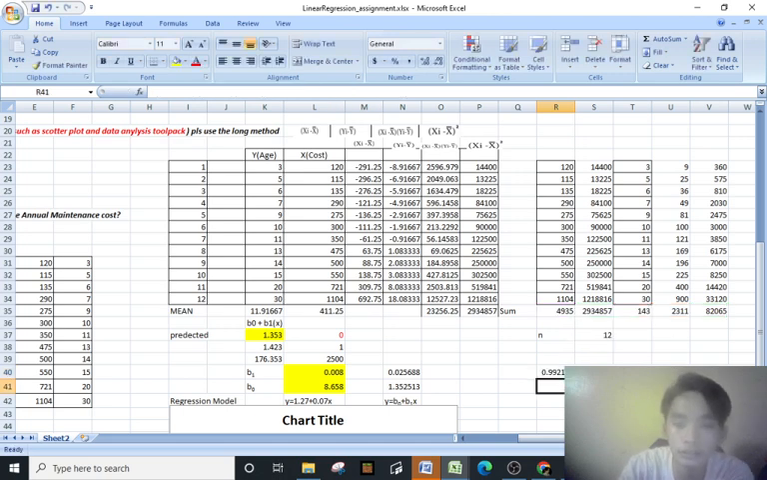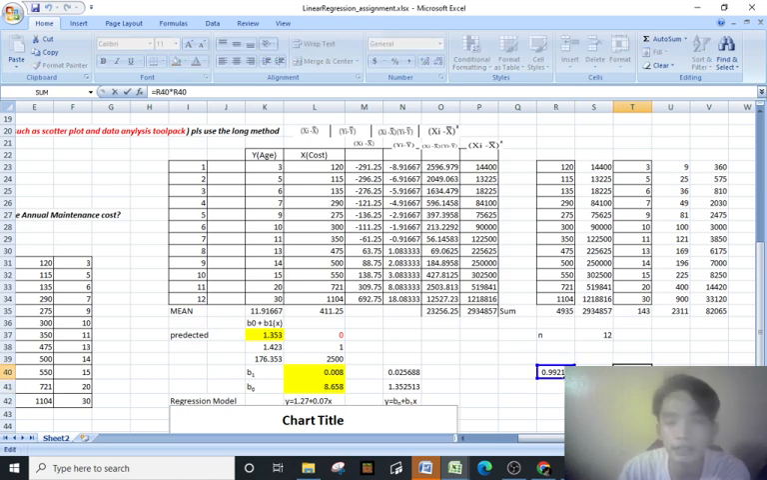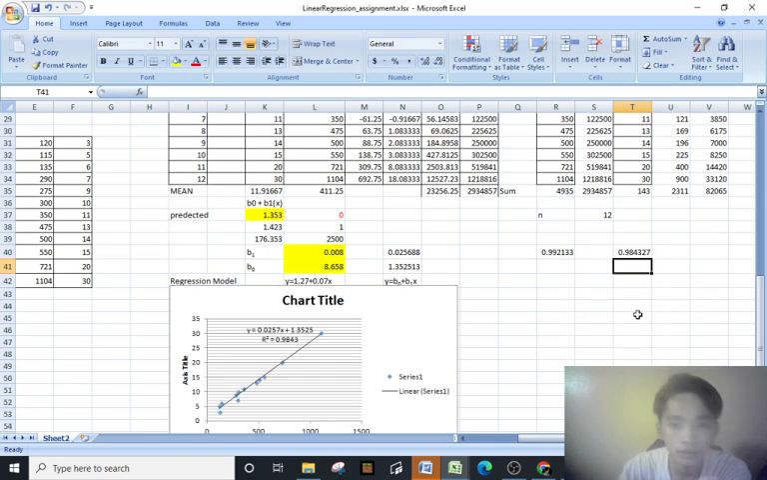So the answer is 0.992. To get the R2 is to multiply the R by itself because it is the R squared. So multiply by itself squared. So the answer for the R2, R squared, and the R.